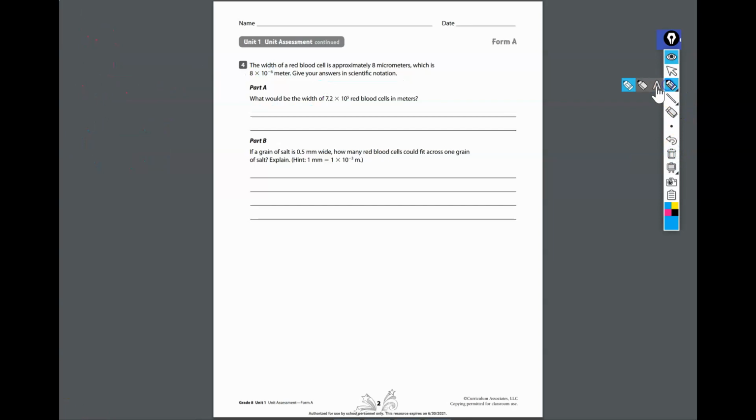Part B is a little tricky. If a grain of salt is 0.5 millimeters wide, how many red blood cells could fit across 1 grain of salt? Then they give you this hint. 1 millimeter is 1 times 10 to the -3 meters. Well, we need to first figure out half. So what we're going to do is take that 1 that equals 1 times 10 to the -3, and we're going to convert that to a half.